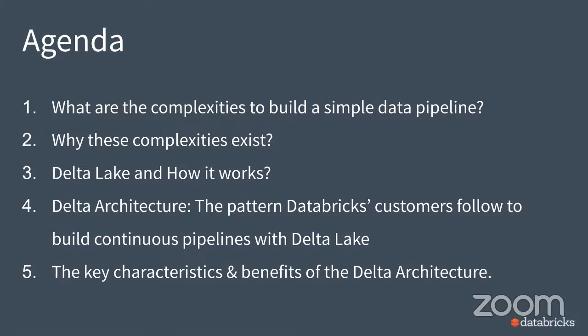And so the agenda is as follows today. What are the complexities of building a simple data pipeline, and why do these complexities even exist? And then when we talk about these complexities, we also talk about why Delta Lake, and how it works, and then talk about the Delta architecture. This is a pattern that we often see with Databricks customers, in terms of building continuous pipelines with Delta Lake and how we want to apply that to everybody, with the open source Delta Lake project and the key characteristics and benefits of this Delta architecture.